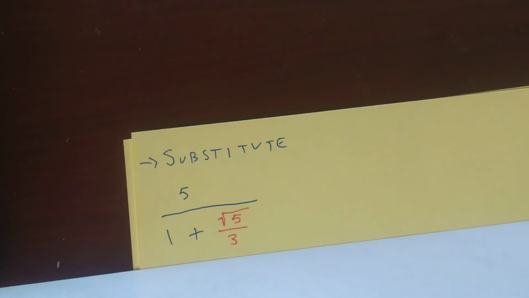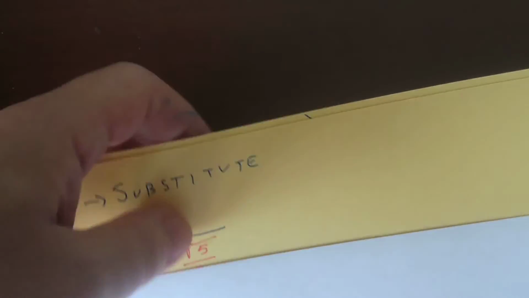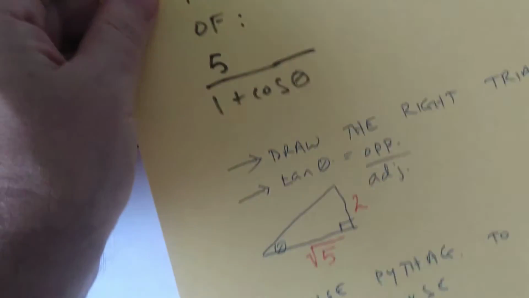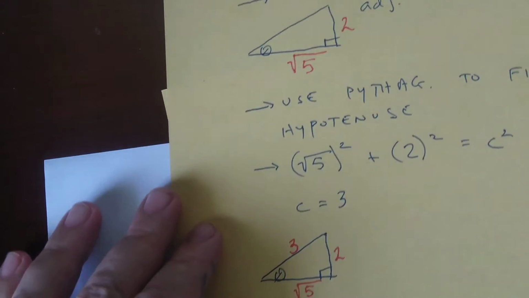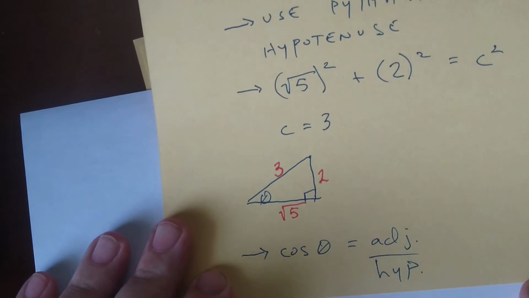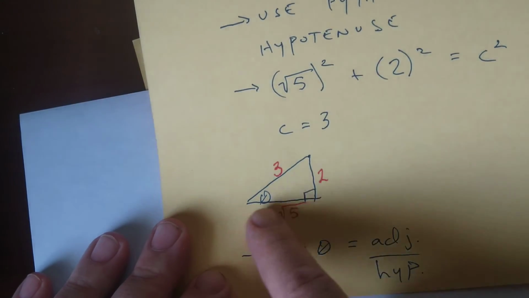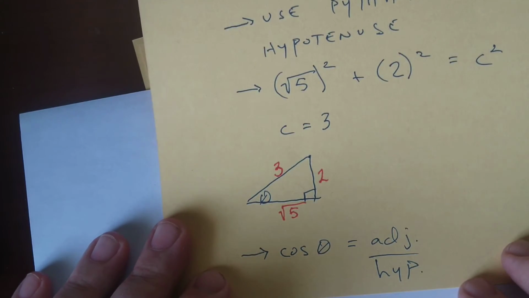All right, let's go back to this. So what we got was the cosine. I just want to make sure you understand. Cosine is adjacent over hypotenuse. So the cosine of theta in this instance is square root of 5 over 3. Adjacent is square root of 5 over 3.